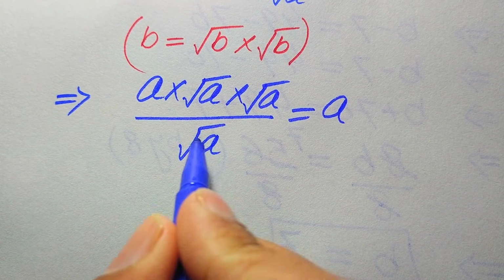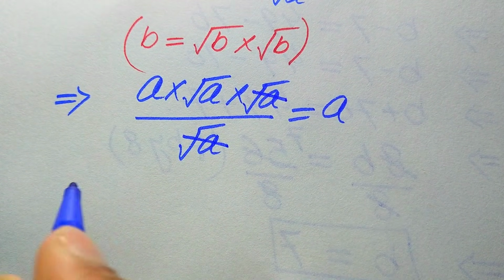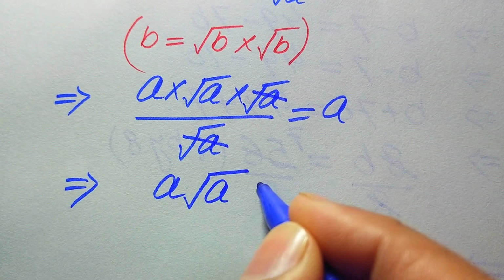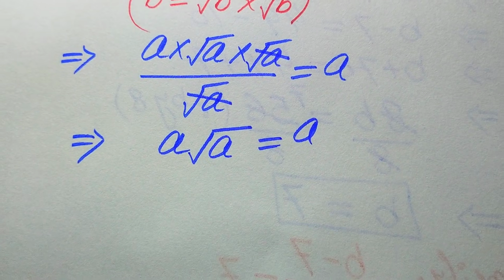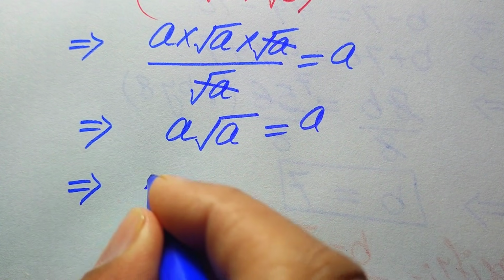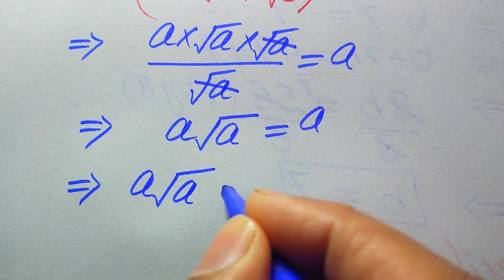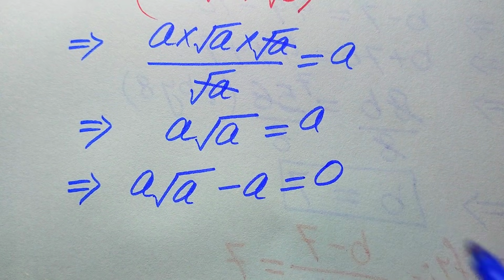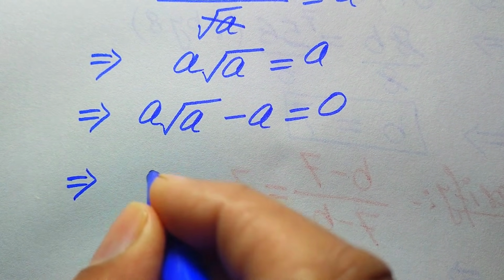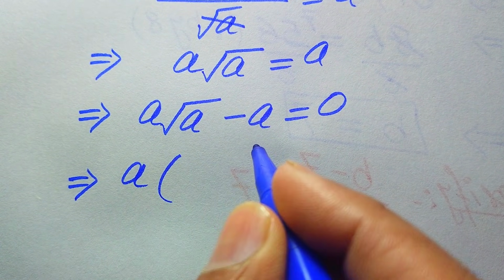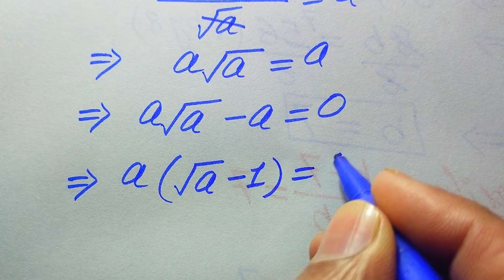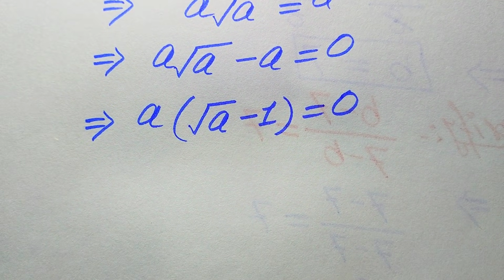And now in the next step you see here this square root of a is cancelled out by this square root of a, and after cancellation of these two terms the remaining value is a times the square root of a is equal to a. Now in the next step we move the term a from the right hand side to the left hand side, and it becomes a times the square root of a minus a, and this whole equation is equal to 0. Now we take common a from both of these two terms, and we get the remaining values: square root of a minus 1, and this whole equation is equal to 0.